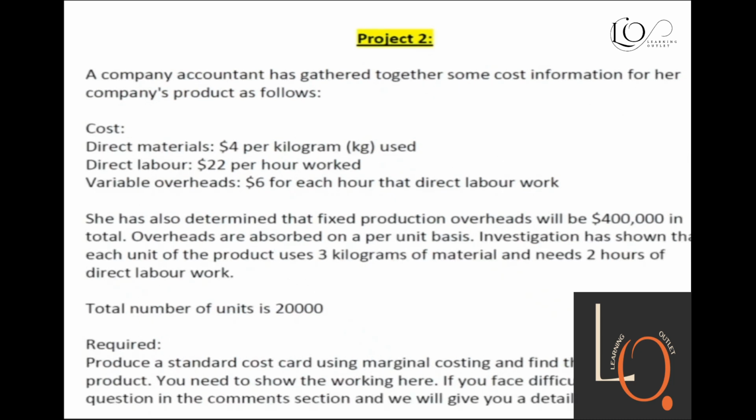After project number 1, we are on to project number 2. Project number 2 is along similar lines. Project number 1 tested your absorption costing knowledge. Project number 2 will test your marginal costing knowledge. If you see, the information is exactly the same: the cost has been given, the fixed production cost has been given, the per unit data has been given, 3 kilograms and 2 labor hours. The total number of units is given, which is 20,000.